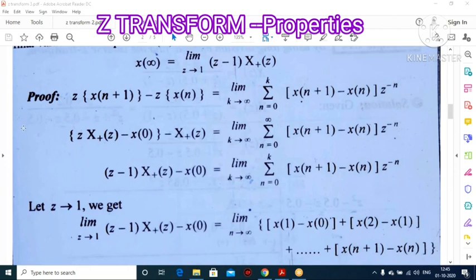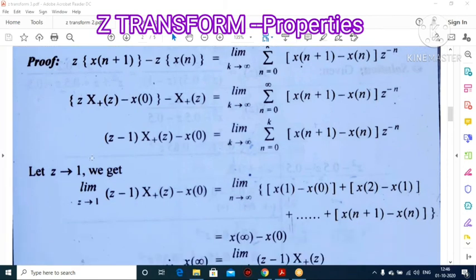You studied this in the differentiation property, where the initial value term was taken as 0 and we took that term out. In the same way, for d square y of t by dt square, you wrote s into Y of s minus s into the differentiation term minus the next term. It is similar here. So z minus 1 into X plus of z, because here also X plus of z, so take X plus of z common outside, and inside you have z minus 1. Next, minus x of 0, equals limit k tends to infinity, summation n equal to 0 to k, of x of n plus 1 minus x of n, z power minus n.